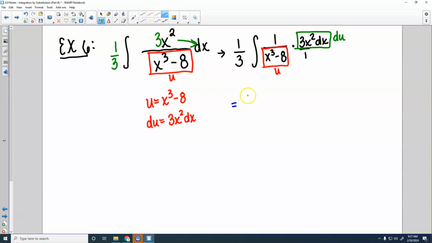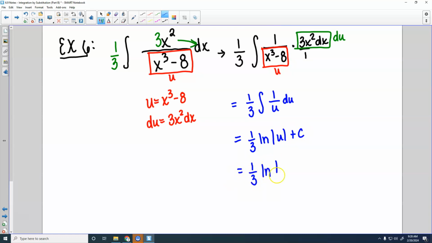So to switch to u's, I'm going to have 1/3 integral of 1 over u du. What is the integral of 1 over u du? Natural log of the absolute value of u. Perfect. So 1/3 natural log absolute value of u plus c. And so we will get 1/3 natural log absolute value of x to the 3rd minus 8 plus c.